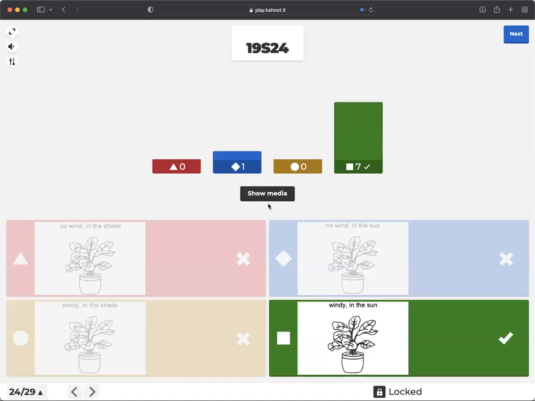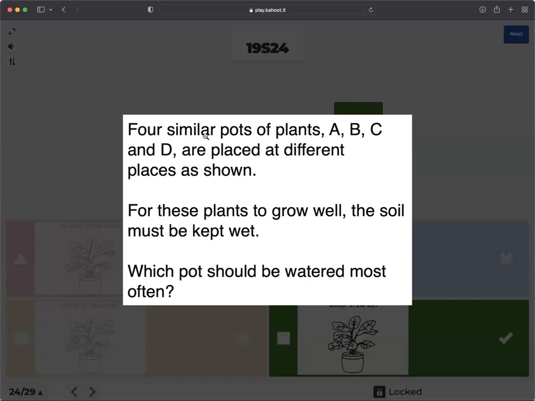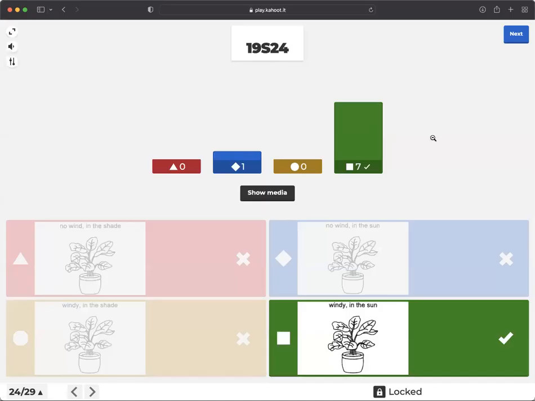Okay, let me go through this. One of you got this wrong. So 4 similar plants are placed in different places. So you know that the soil needs to be wet. The one that is the least wet, you will need to water the most. So which one is the least wet? Basically this question is about evaporation.